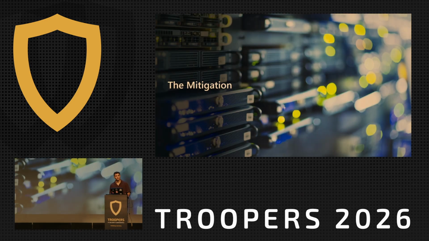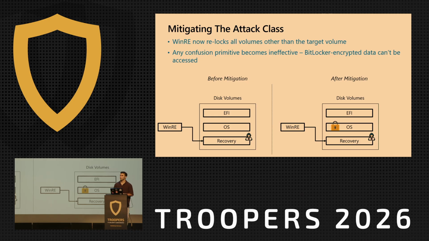All right, so we've talked about attacks and exploit, and now let's talk about the mitigation for the attack class. So after identifying multiple volume confusion primitives, we realized that there were likely more to be found and that fixing them individually wouldn't scale. So together with the engineering teams, we looked for a structural mitigation, one that would close the gap rather than address individual cases one by one.